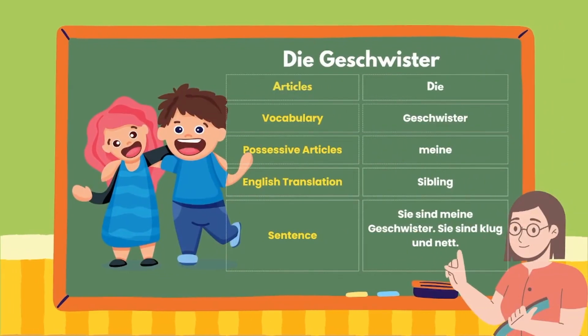If brother and sister are put together, they are called siblings. For siblings, the article is die because it's plural. Siblings are called Geschwister and the article is die Geschwister. Die Geschwister. So if I have to say they are my siblings, they are very clever and nice, I would say like this. Sie sind meine Geschwister. Sie sind klug und nett. Klug means clever. Nett means nice.